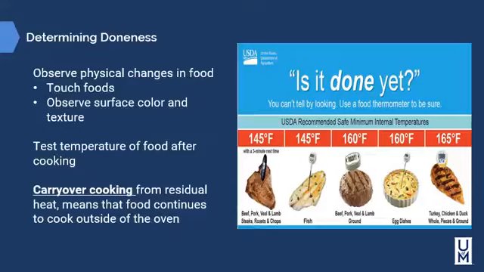Next, test temperature for food after cooking. Don't forget about carryover cooking from residual heat. This means that the food will continue to cook outside of the oven. Its general rule of thumb is it will continue to cook as much as 5 to 10 degrees. So if you want to have a nice medium steak, you want to pull that steak 5 to 10 degrees below what you think you should have it.